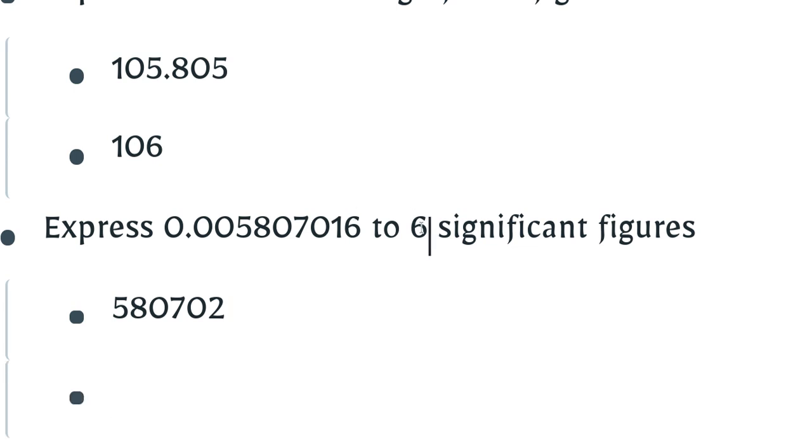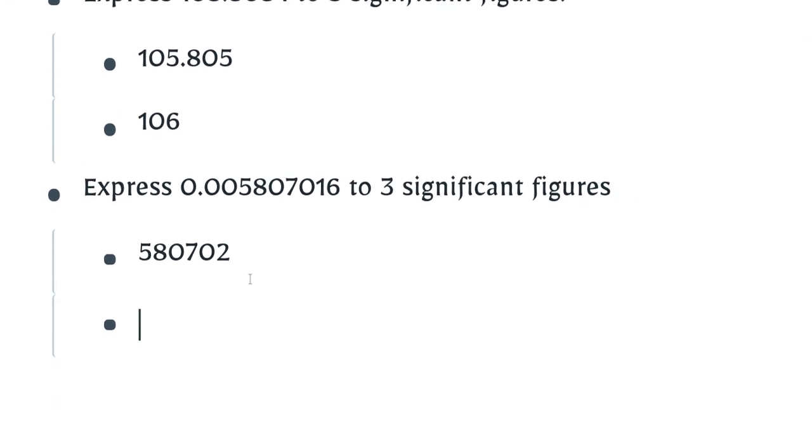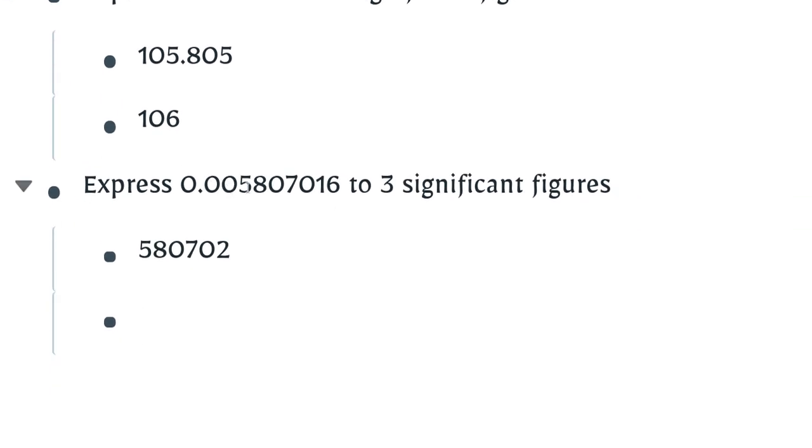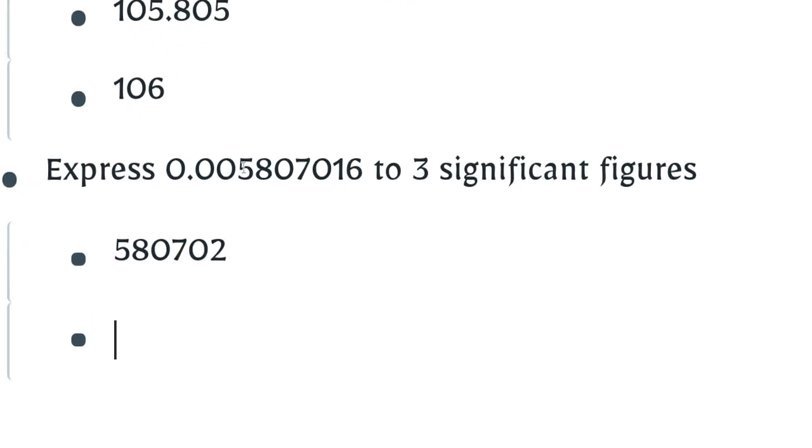Let's do one more example. Let's say it said to 3 significant figures. Ludi, I haven't heard from you. Let me see if you can attempt this one. Express 0.0058070016 to 3 significant figures. Right? So you would count the first whole number, which is 5, and tell me now the next two numbers beside it.